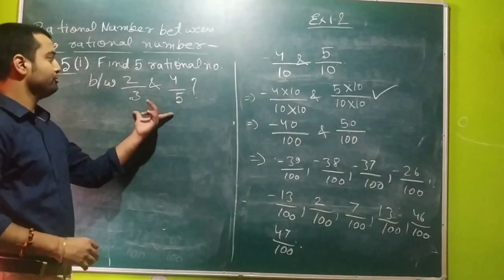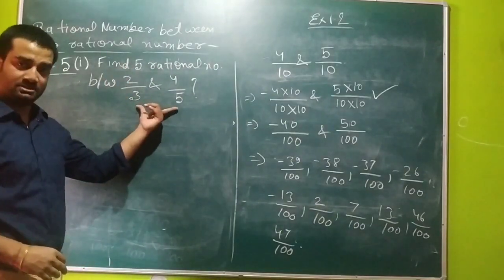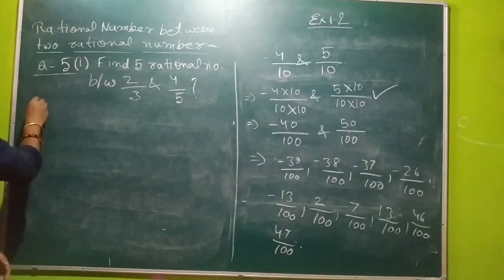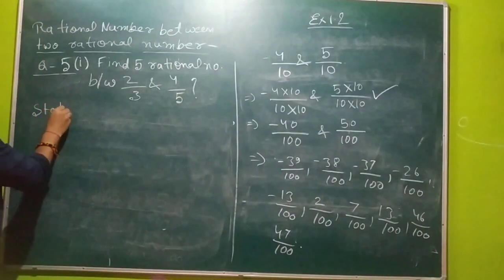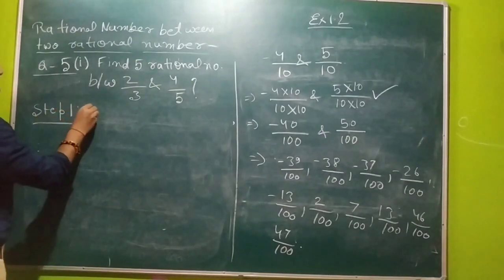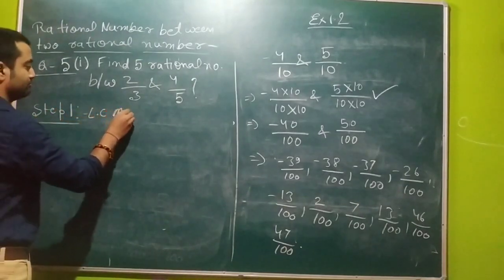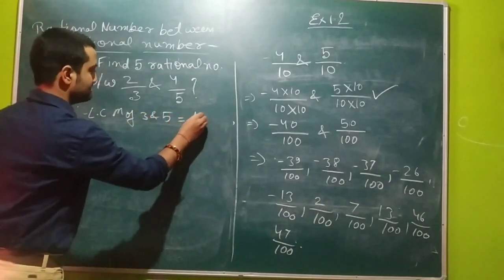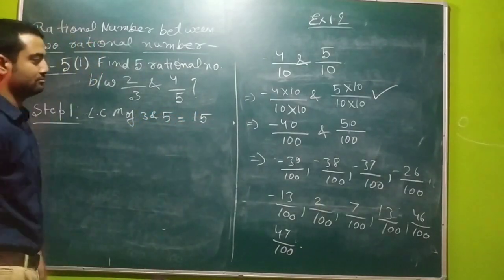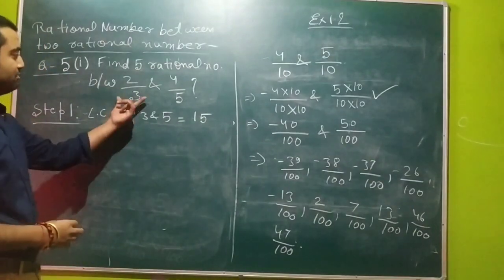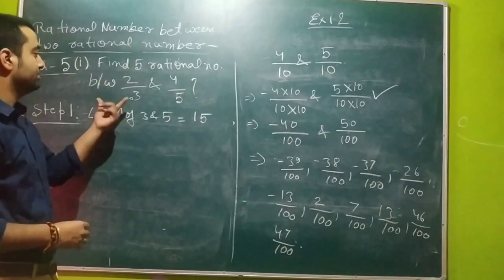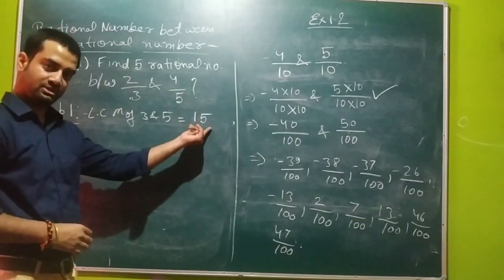So, in order to find out 5 rational numbers between these two rational numbers, again we will follow the same steps. Step 1. Find the LCM of 3 and 5, which is 15. Now, we have to convert these two rational numbers such that their denominator is 15.